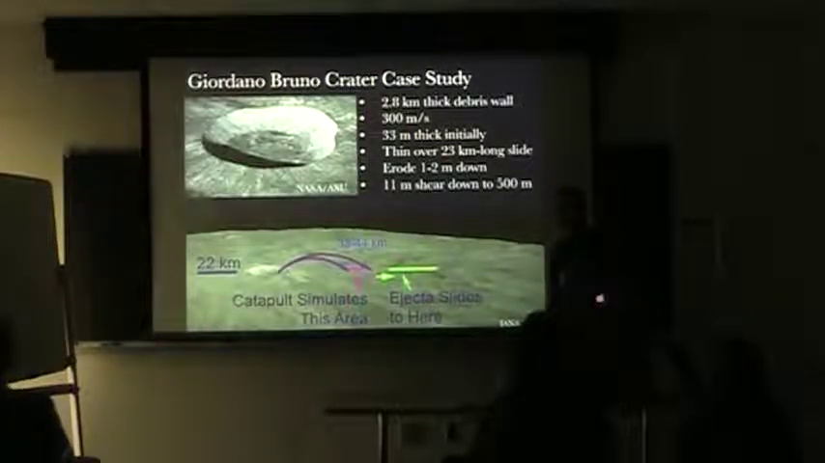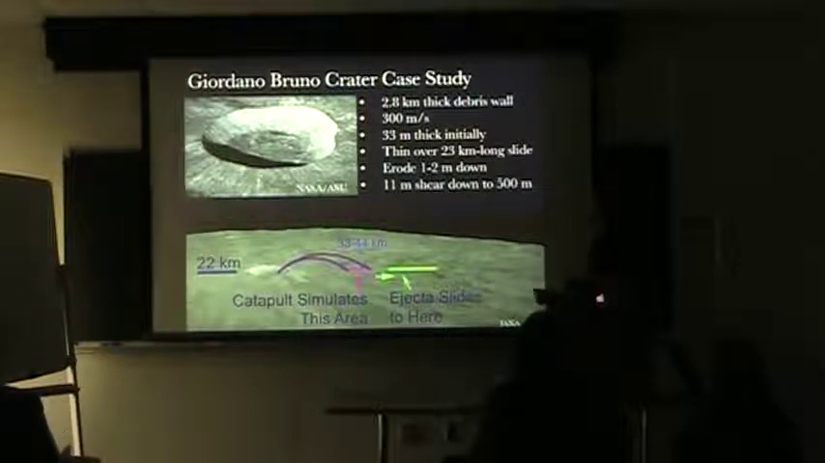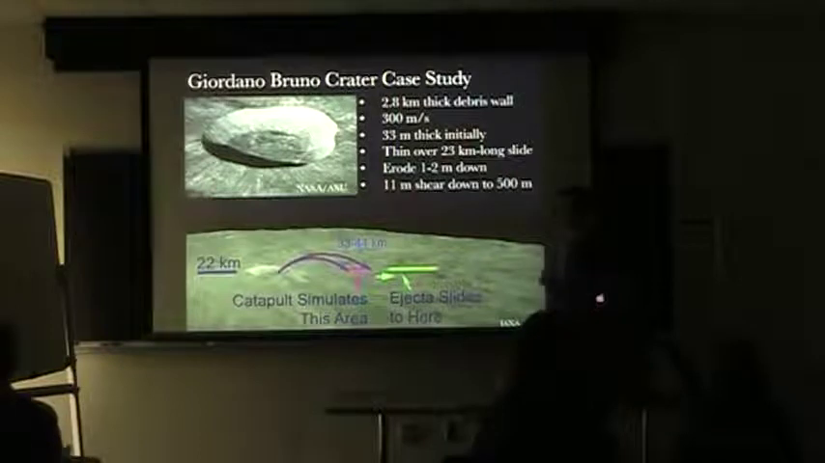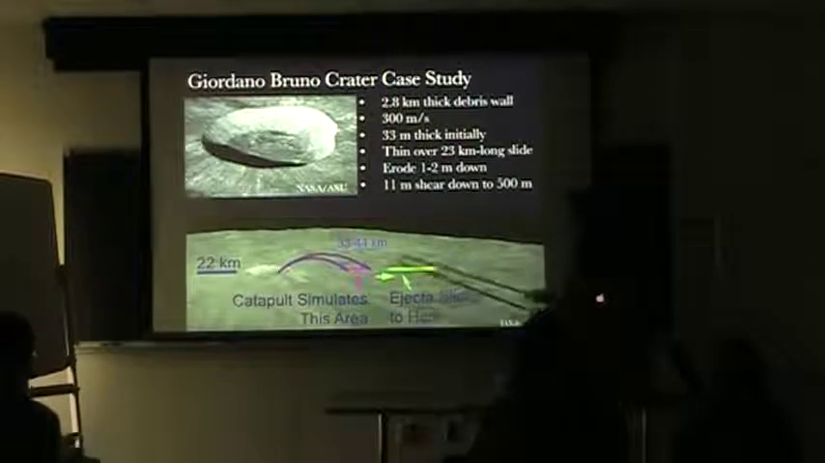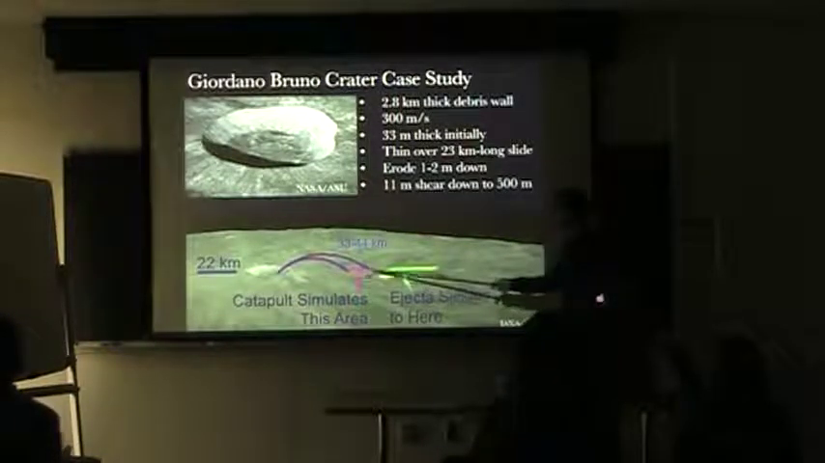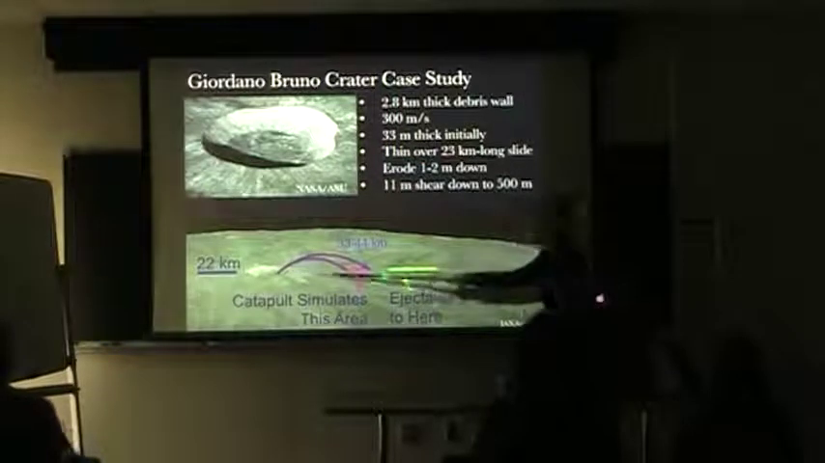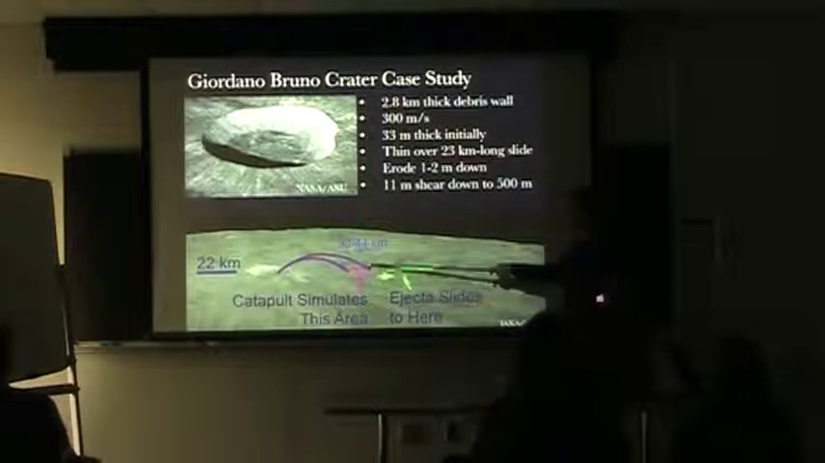Applying these scaling results now to a more concrete example, I'm going to use one of my favorite craters on the Moon, Giordano Bruno. It's a 22-kilometer diameter simple crater on the lunar far side. The catapult simulates this pink portion right here, some distance from the crater rim. In fact, it's about 33 kilometers from the crater rim.